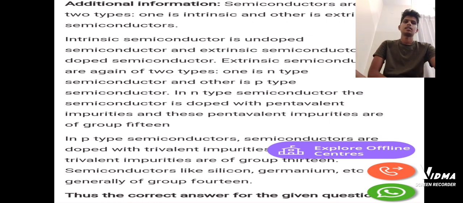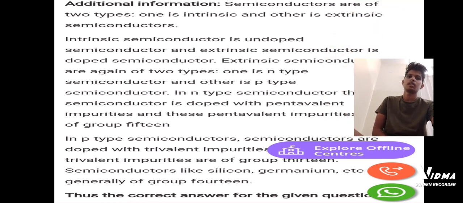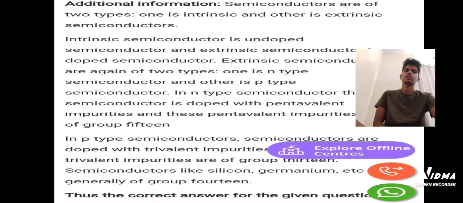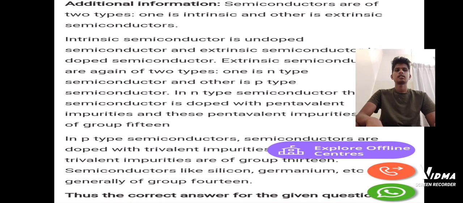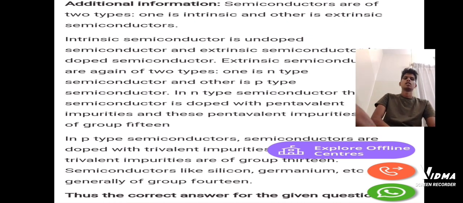Additionally, semiconductors are of two types: intrinsic and extrinsic. Intrinsic semiconductors are undoped semiconductors. Extrinsic semiconductors are doped semiconductors. Extrinsic semiconductors are again of two types: the N-type semiconductor and the P-type semiconductor.